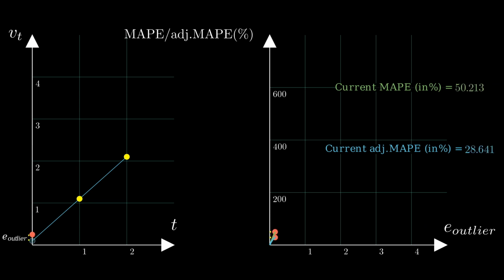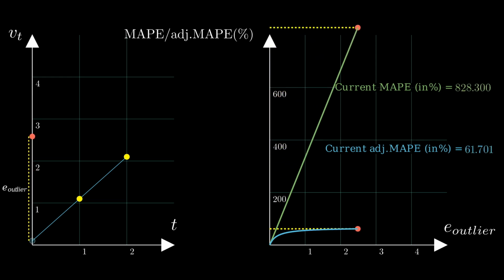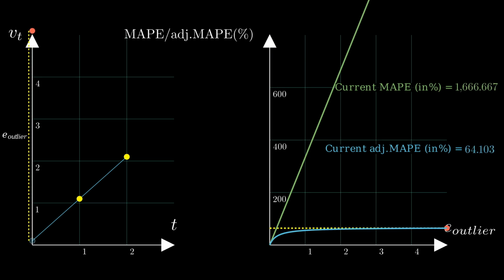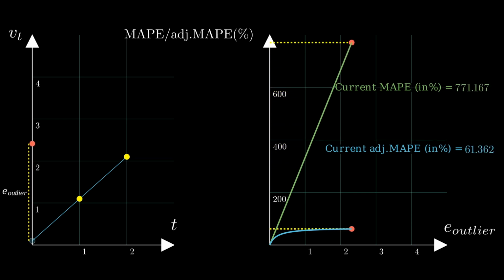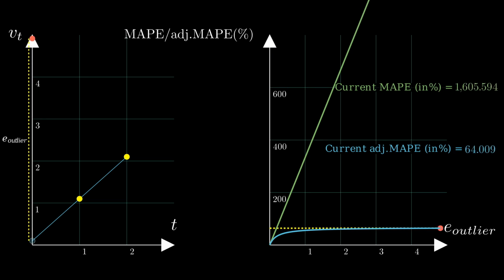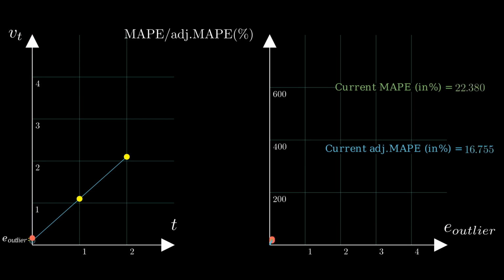Let me play the animation again. So what happens is that as the error of the outlier point increases, MAPE keeps increasing linearly. Adjusted MAPE, however, increases initially, but then it converges to somewhere around 64%. In other words, the maximum amount that a single outlier can contribute to adjusted MAPE is capped. No matter how large the error of the outlier is, its contribution will not exceed a specific value.